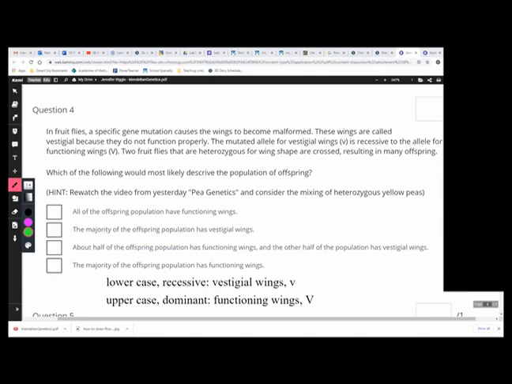Okay, so we do not have a consensus out there. What we're going to have to do is first figure out what it means by heterozygous wing shape. So I'm going to switch my question. What would the genotype be for fruit flies with heterozygous wing shape?